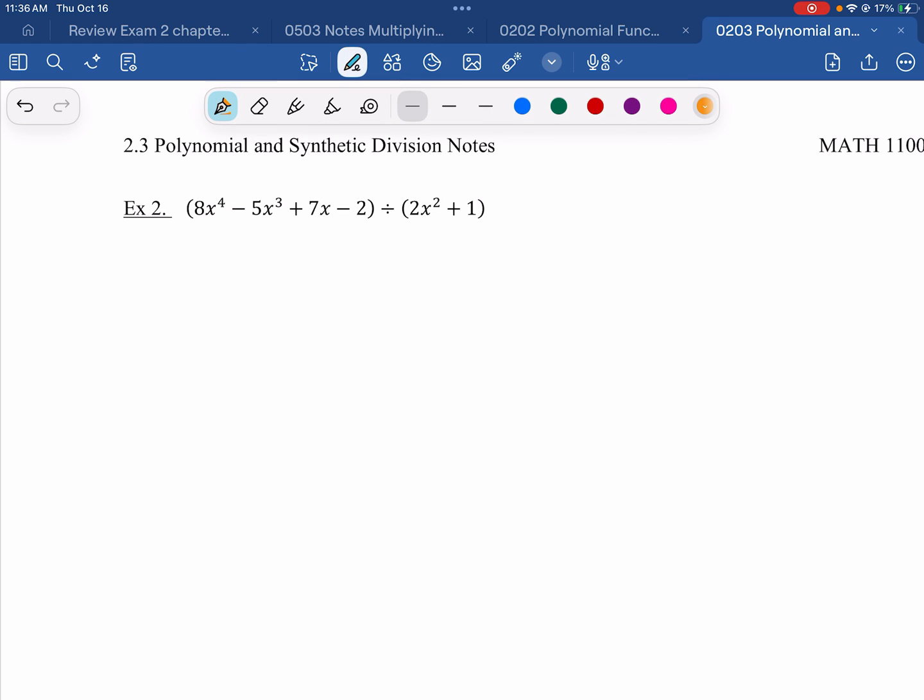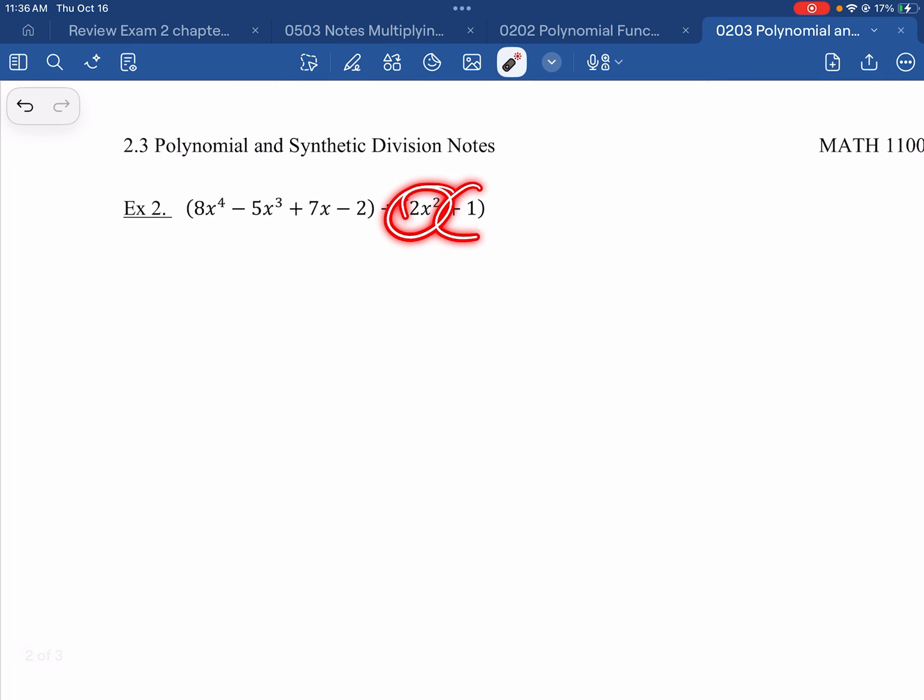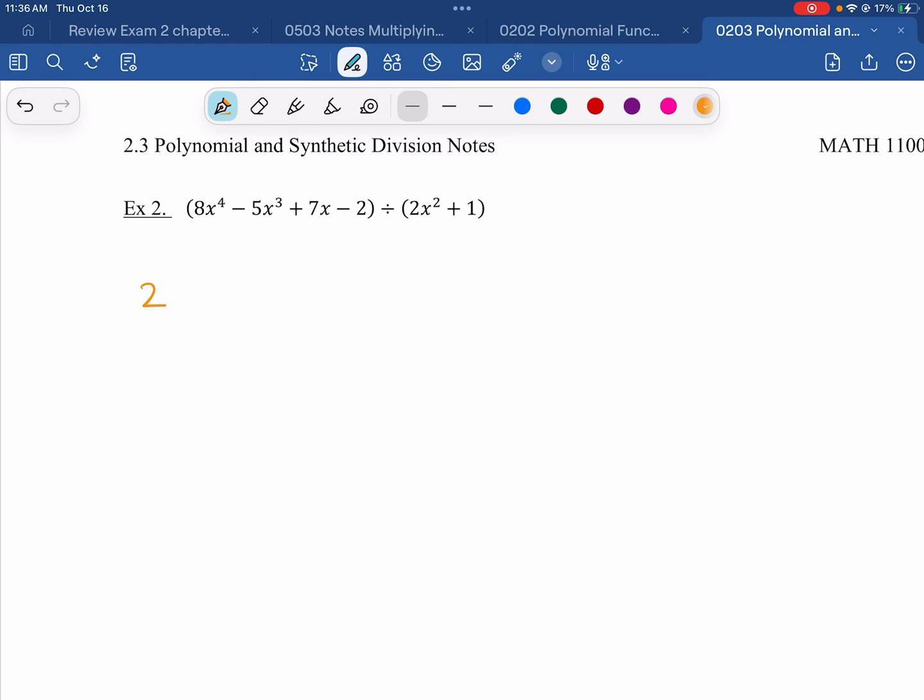Okay. 2x squared. And the 1, I can put a placeholder for that, but I don't necessarily need to. I need it definitely here. Okay, so I don't put a placeholder in my divisor, I put it in my dividend. So 2x squared plus 1, I'm doing 8x to the 4th minus 5x to the 3rd plus 0x squared plus 7x minus 2.